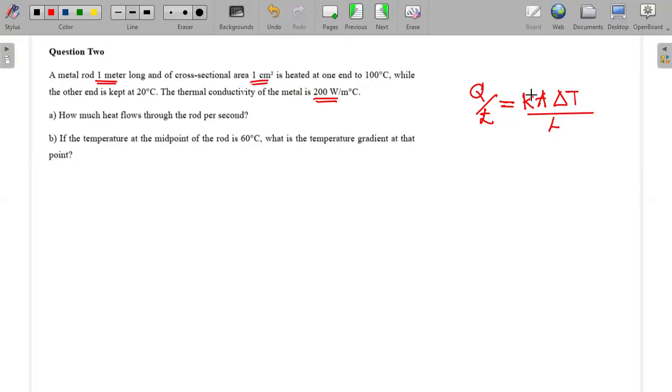here is the thermal conductivity, which we've been given in the question. Then we have the rate of heat flow, which can also be represented as capital H, heat flow per second. We have the cross-sectional area. We have the temperature difference, which means the final temperature minus the initial temperature. Then we have the length of the rod. So the rate is directly proportional to the thermal conductivity, cross-sectional area, and temperature difference, but inversely proportional to the length of the rod. This is the principle that we're going to apply.